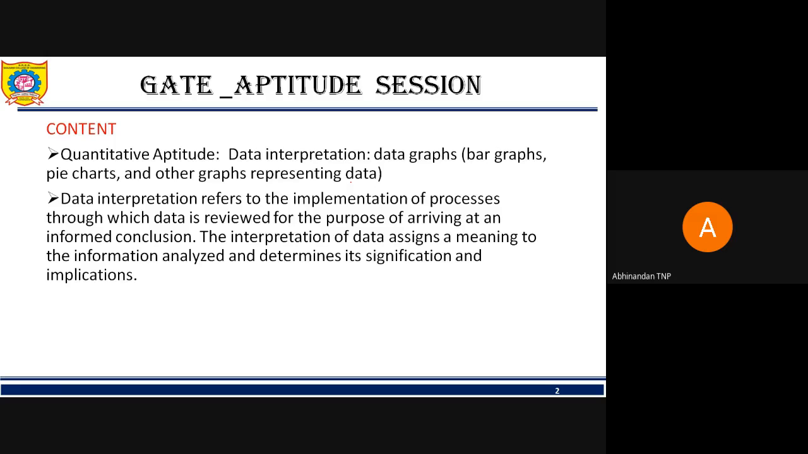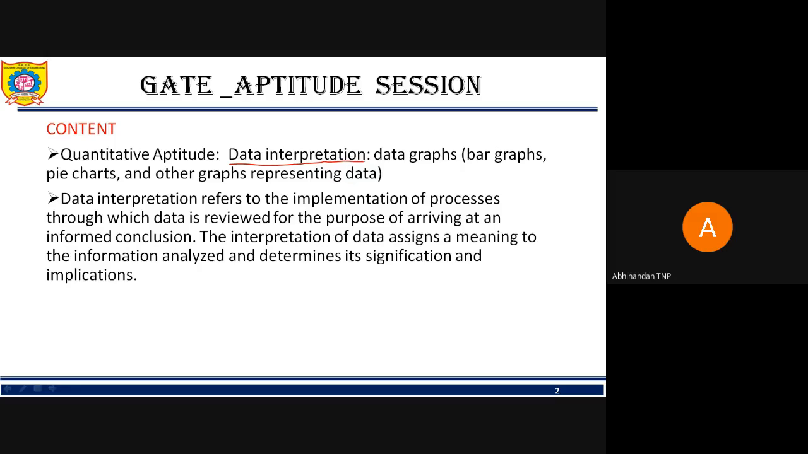That's all. Okay. So, what is data interpretation? What kind of questions are asked in the GATE and how to solve them? That we'll see. First of all, we'll see what data interpretation is, and what the prerequisites are so that you can solve the questions very easily.